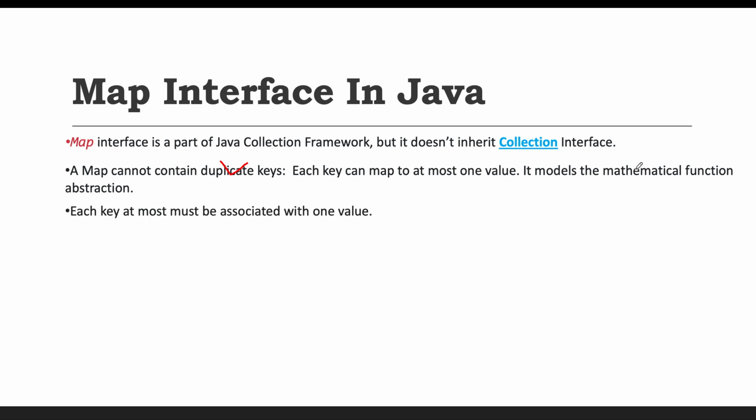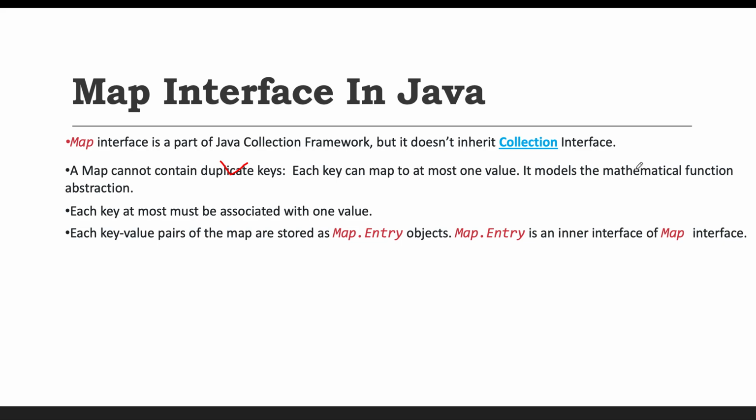The next important point is that each key can be associated with at most one value. That's what we have seen. Next, each key-value pair of the Map is stored as a Map.Entry object. Map.Entry is the inner interface of the Map interface. Whatever value we store is stored as a key and value pair, and this pair is stored as an entry set. We will see the uses of this Map.Entry set and its advantage. Basically, it is very helpful when iterating the Map.